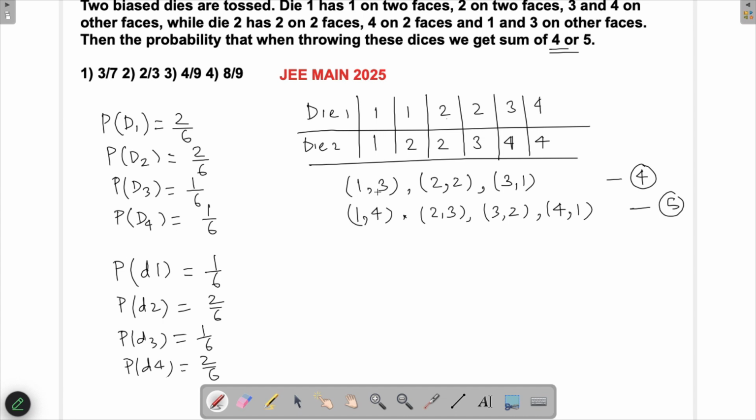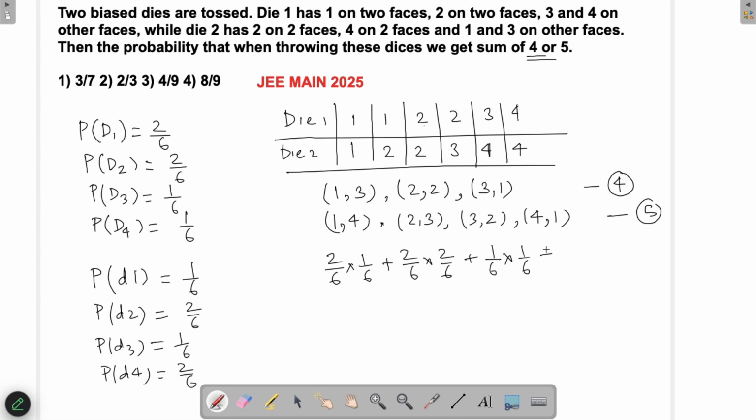So getting a 1 on the first and then 3 on the second means 2 by 6 into 1 by 6. That is for the first one. Then getting a 2 on the first and a 2 on the second is 2 by 6 into 2 by 6. Then 3 and 1: getting a 3 on the first is 1 by 6, and 1 on the second is 1 by 6, so 1 by 6 into 1 by 6, right? And then just keep summing up.